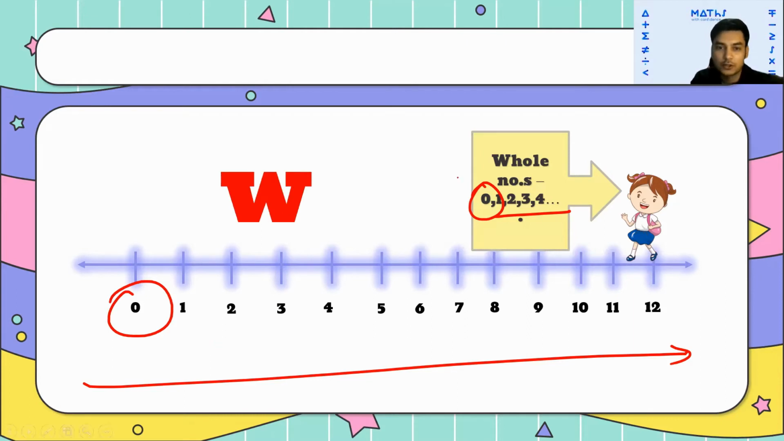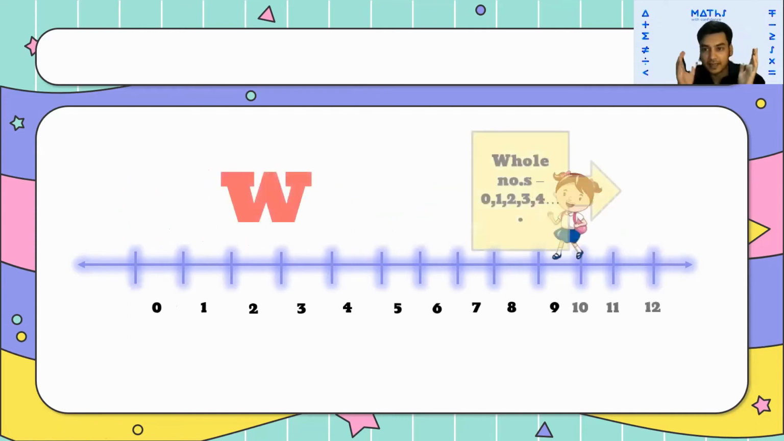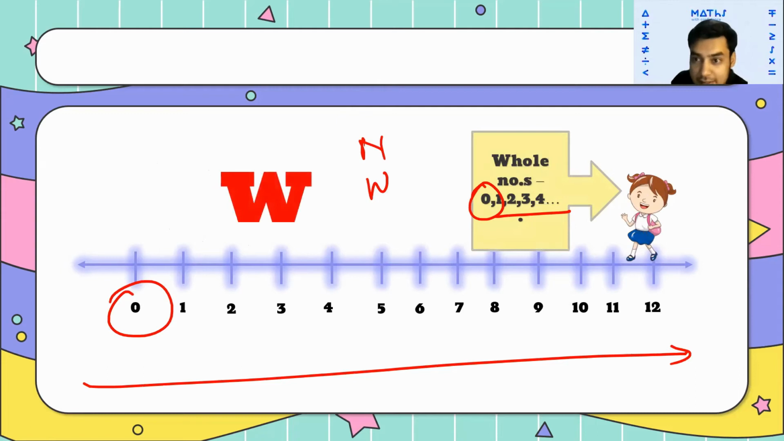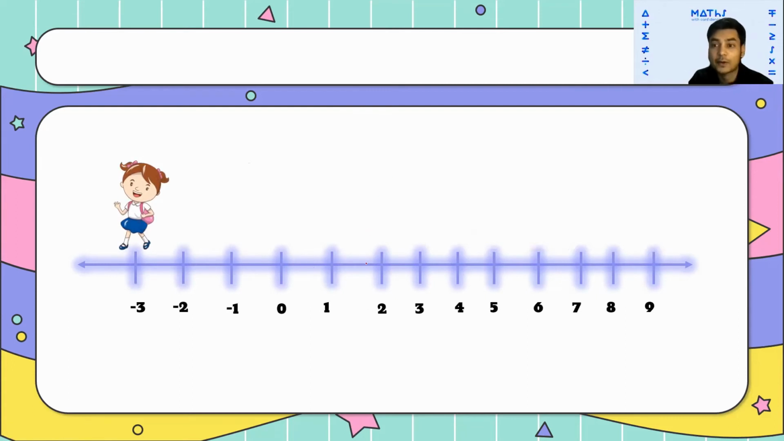Okay, so we got two sets of numbers: natural numbers, represented by N, and whole numbers, represented by W. Now Arya sees that there are a lot of numbers left on the left hand side, and she starts moving around there also. The numbers she got now are called integers. Integers consist of negative numbers, positive numbers, and zero, all of these types of numbers, right?